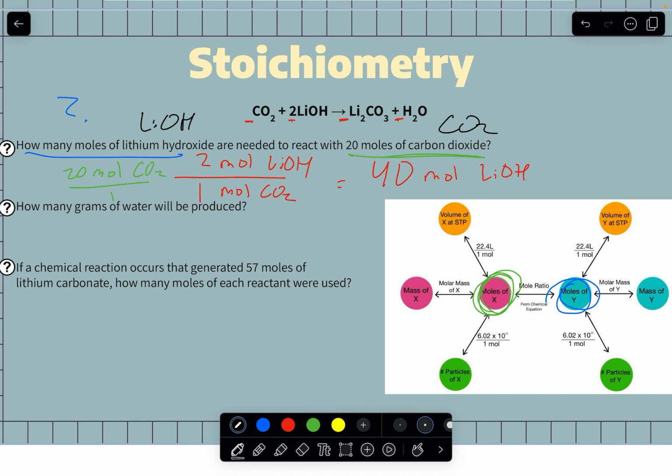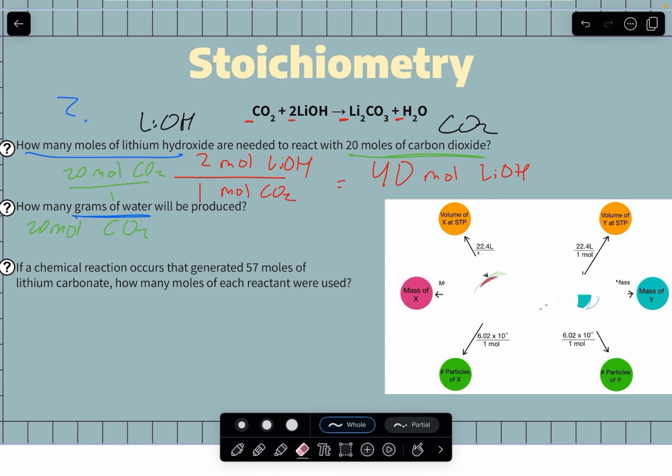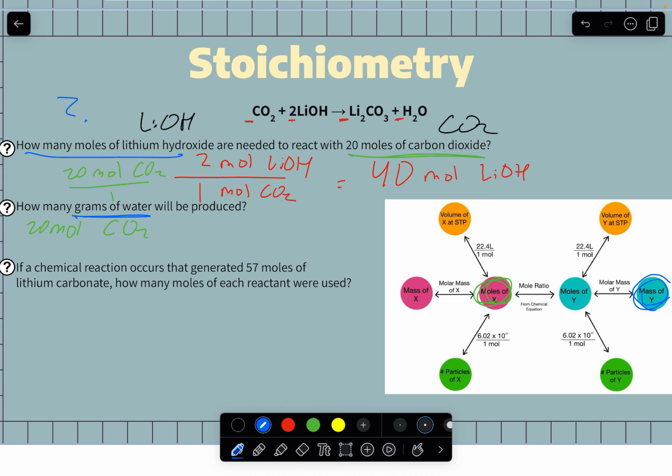From this, if we again have 20 moles of carbon dioxide, we're looking for how many grams of water. Okay, so again, let's start with the 20 moles CO2. In our diagram now, we are starting with the moles of X, same place, but this time we're going to do something a little different. We're going to go to mass of Y, mass of water, the grams of water. So we can't go there directly. We have to go to moles first, then from moles to mass.